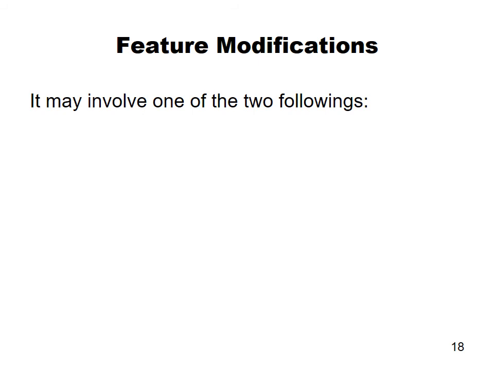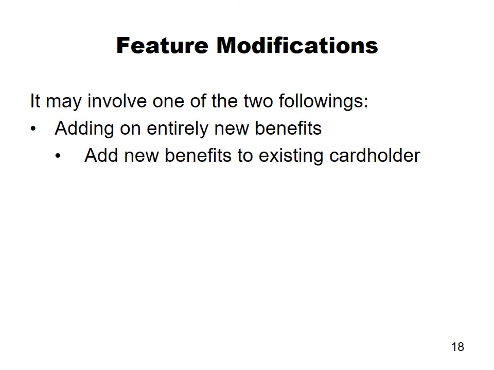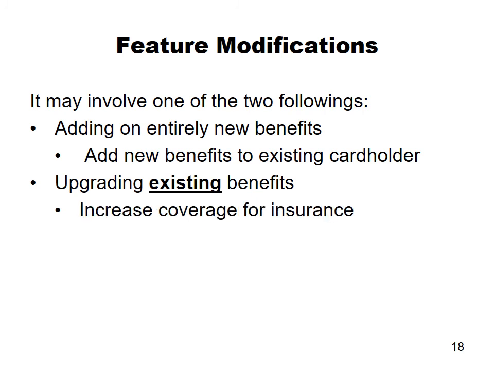Features modification may involve one of the two following: adding entirely new benefits, adding new benefits to existing cardholders, or upgrading existing benefits. One example is increased coverage for insurance.